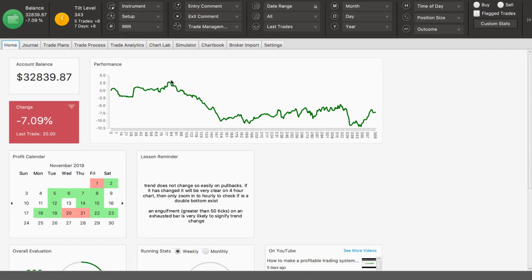So this is another interesting review and another interesting journal actually that you sent to me. And by the way, you can keep sending me your journals if you want me to review yours in the next video. And you can clearly see when we look at the graph here in the home tab that the trader is in a loss.